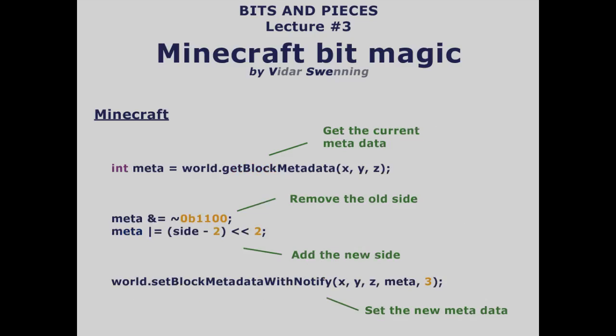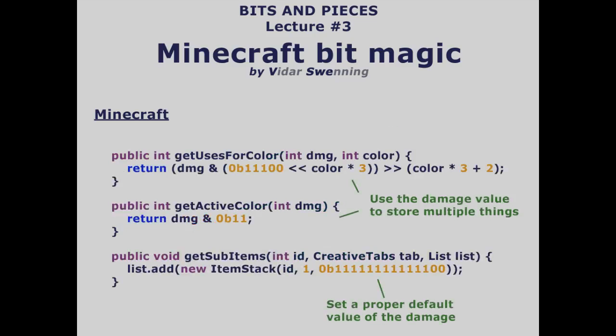Like that. And then when we want to modify it, we could do something like this. So here's where we modify the side. We get the metadata, we remove the old side, we apply the new side, and we set the new metadata to be part of the block there. And this is similar to things that we've seen in previous lectures, where we remove the old data and set the new data like so, using those bit operators there.